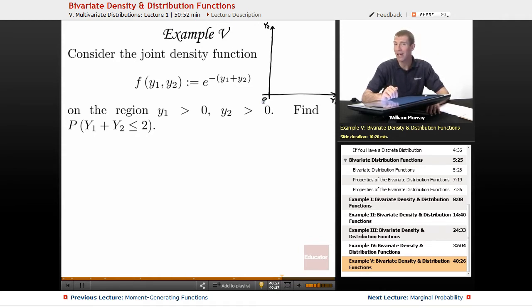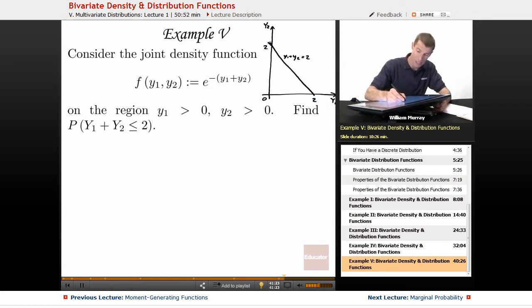So let me draw the line y1 plus y2 equals 2. There it is. It's a diagonal line. It's got slope -1. So that's the line y1 plus y2 is equal to 2. It's just x plus y equals 2, and you could solve that out, and you could do a little algebra to find that. It does have intercept 2 on each axis.